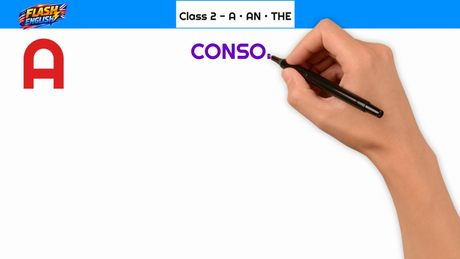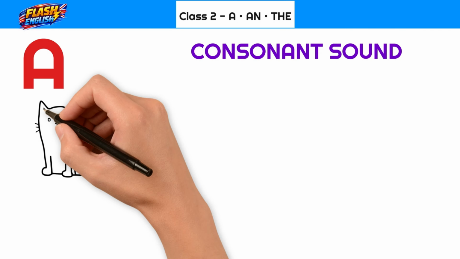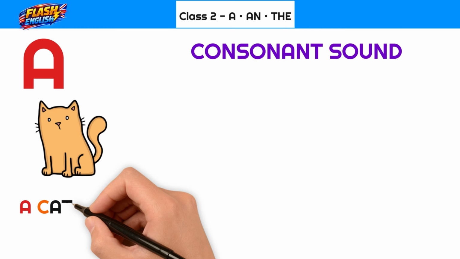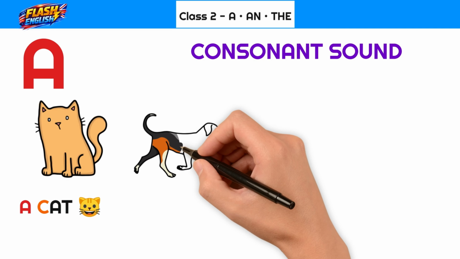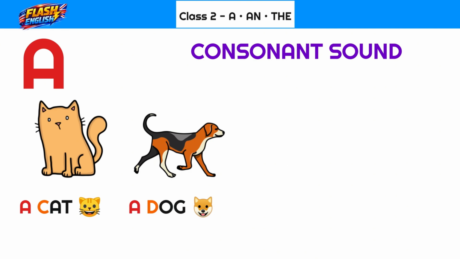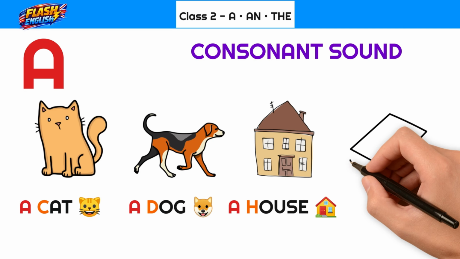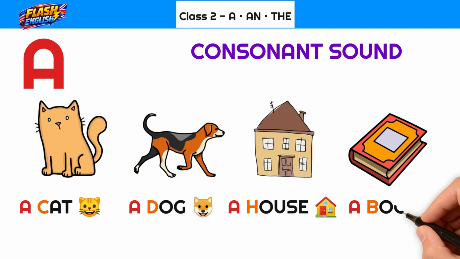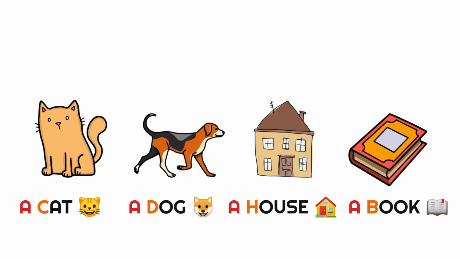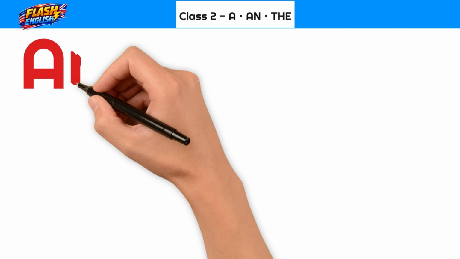Let's practice a. A cat. A dog. A house. A book. Listen to the beginning sound. Cat. Dog. House. Book. Now, let's practice an.